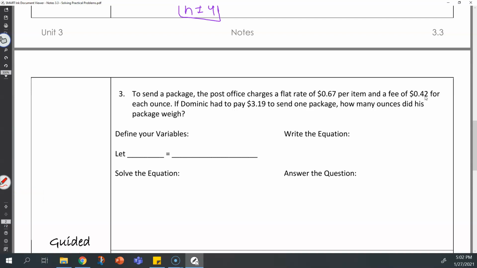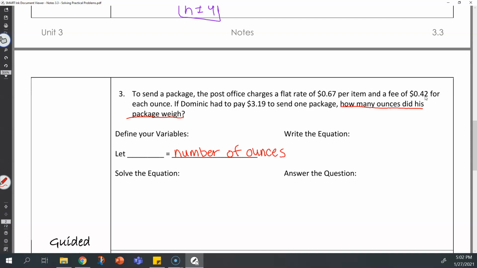First, I want to define my variables. So I'm going to look at the question. How many ounces did his package weigh? Remember that your variable should answer the question. How many ounces? That means that your variable should represent the number of ounces.